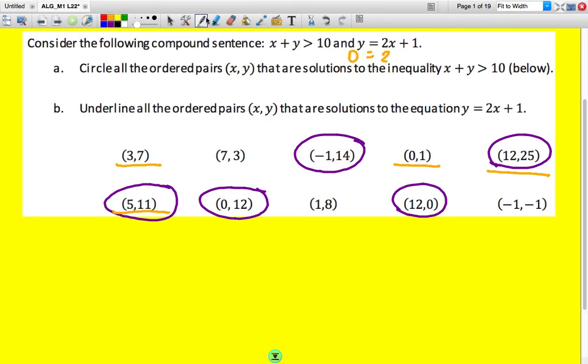Zero equals 2 times 12 plus 1. 2 times 12 is 24. 24 plus 1 does not equal 0. And the last one, negative 1 equals 2 times negative 1 plus 1. 2 times negative 1 would be negative 2, and negative 2 plus 1 is negative 1.